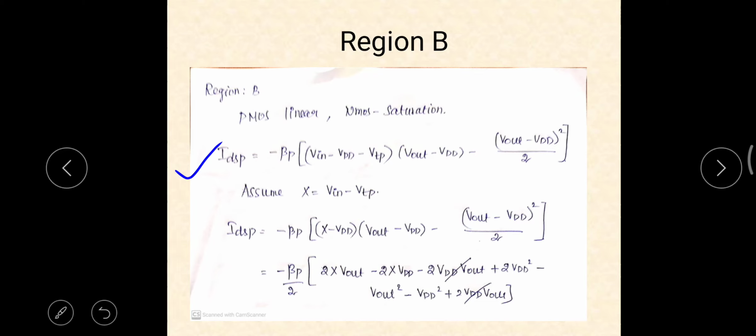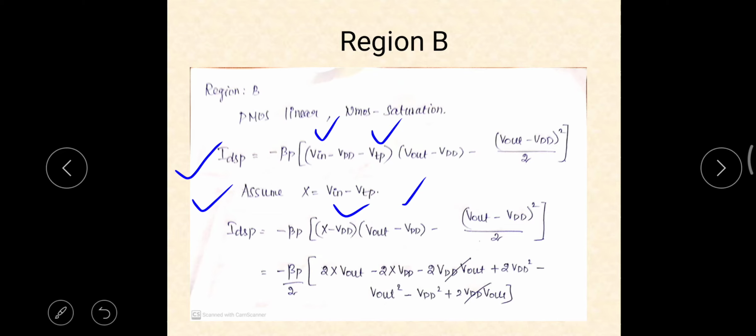For my mathematical simplification I am going to assume x is equal to Vin minus VTP. It is only an assumption, so if you want, you can use some other variable. So this Vin and this VTP are combinedly written as x. The IDSP is rewritten as minus beta P into (x minus VDD) into (Vout minus VDD) minus (Vout minus VDD) the whole square by 2.